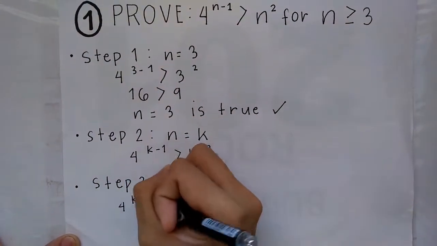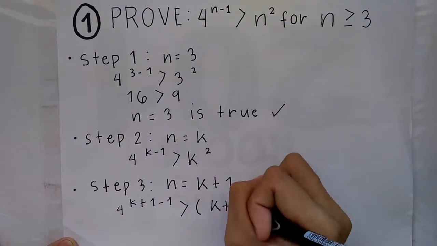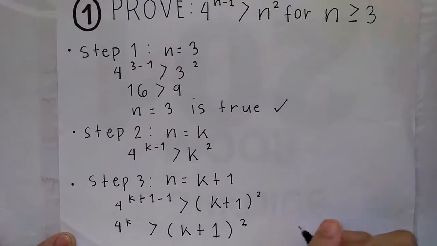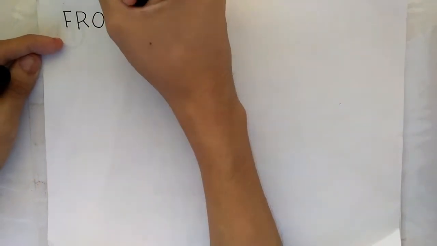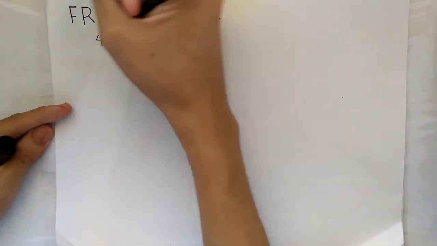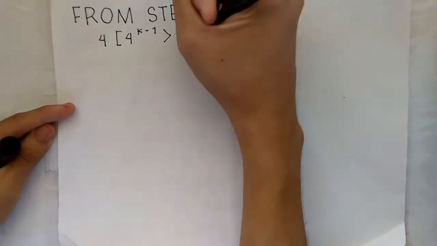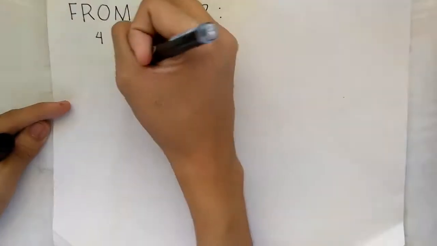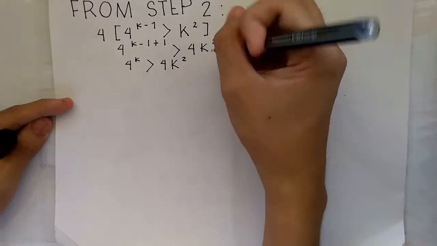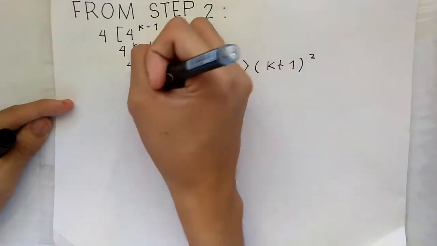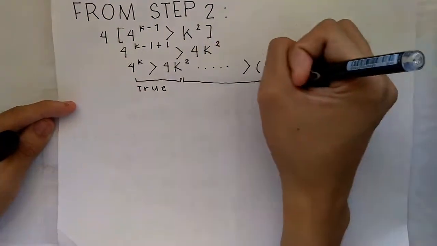4 raised to k plus 1 minus 1 is greater than k plus 1 quantity squared. 4 raised to k plus 1 minus 1 is equal to 4k. From step 2, times the equation 4 raised to k minus 1 is greater than k squared by 4. It's going to be 4 raised to k greater than 4k squared. Since we knew that 4 raised to k greater than 4k squared is true, we need to prove that the quantity k plus 1 squared is less than 4k squared.